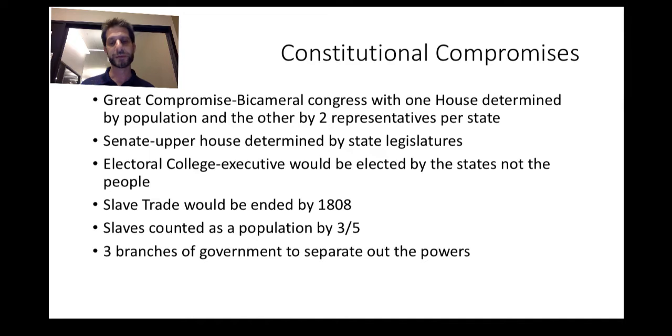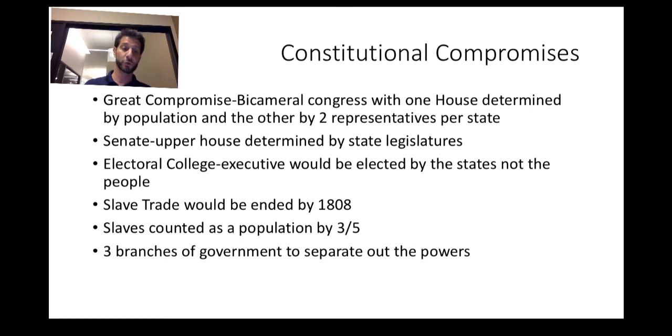The big one that's controversial is slaves counted as population by 3/5. Now, a lot of people misinterpret that and mean that every individual slave is counted as 3/5 of a person. That was not the idea. The idea was to take all slaves together in a state, count them up, and then multiply them by 3/5. Why did they do this?